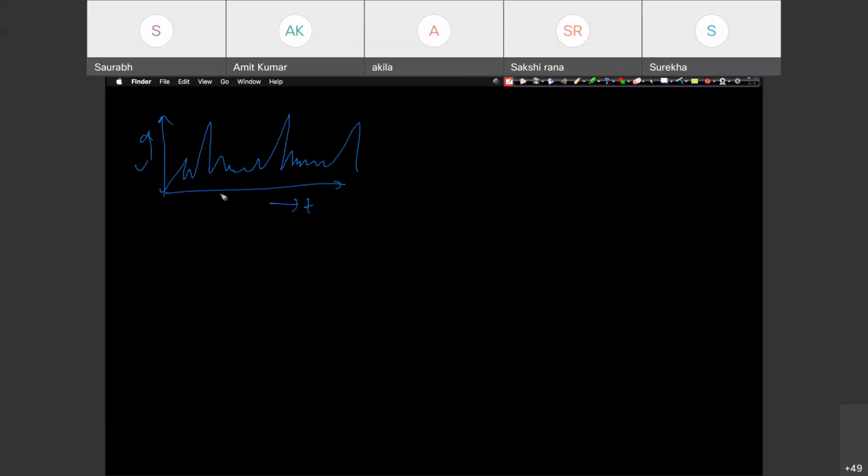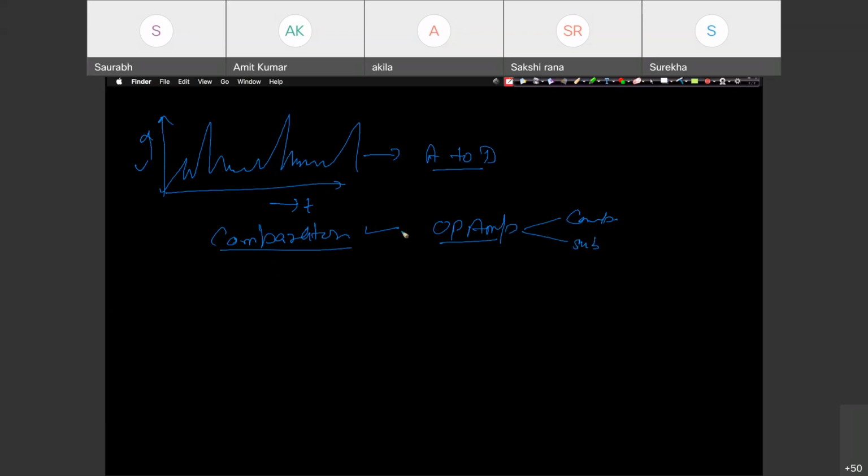This is the voltage. Now there could be n number of methods by which your data can be converted from analog to digital. The easiest method you can find in sensors would be a comparator. You must have heard about op-amps, operational amplifiers. One function of an op-amp is a comparator. Maybe you could have a subtractor or adder; all such hardware is possible through op-amps.